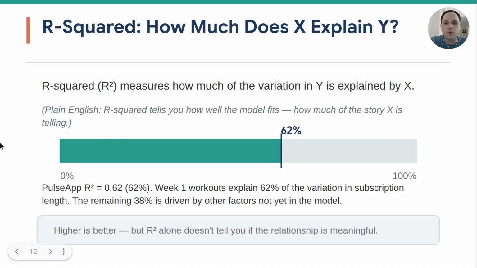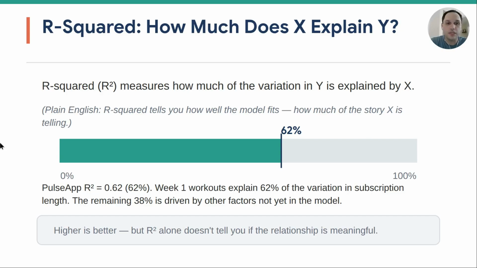There's one more number worth understanding from the regression output: r squared, written as r to the second power. R squared tells you how much of the variation in y is explained by x. Essentially, how well the model fits the data. It runs from 0% to 100%.